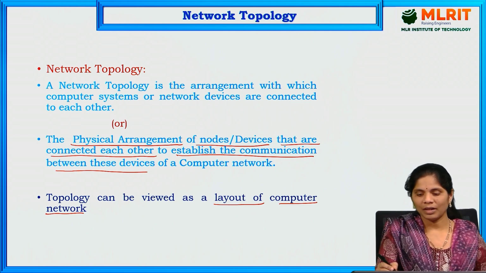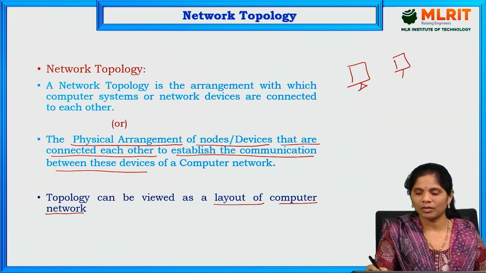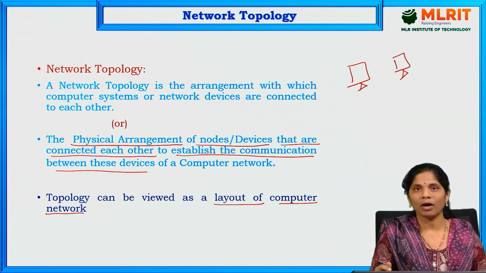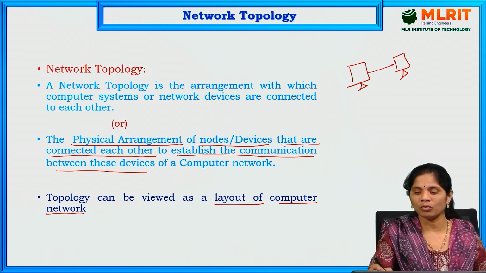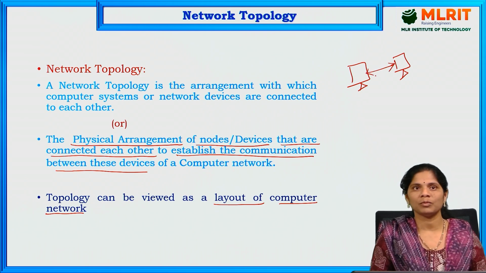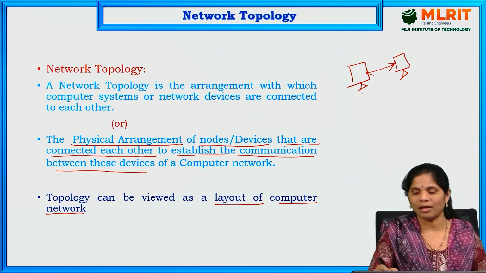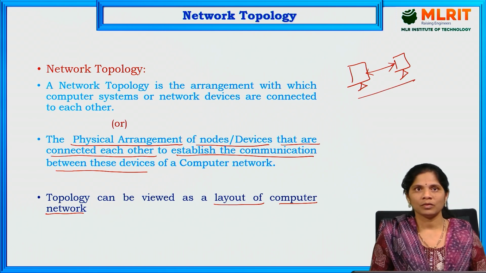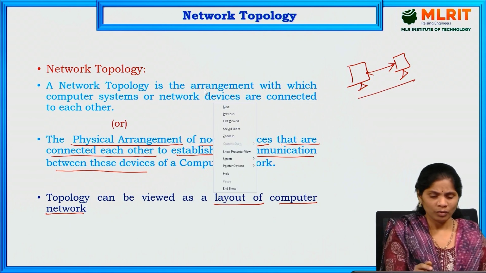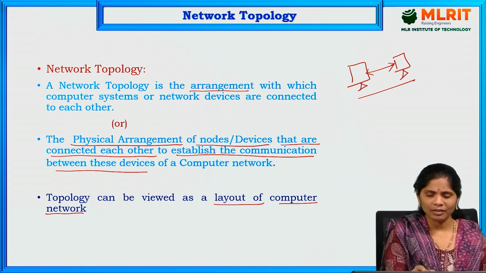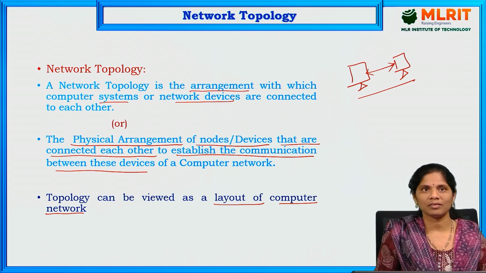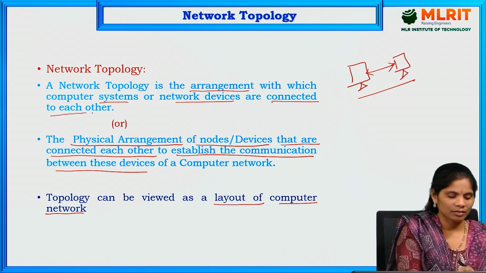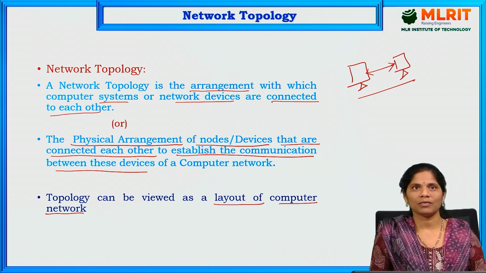Suppose we take 2 devices. How are we going to arrange these 2 devices? After arranging these devices, how you are going to establish the communication between these devices is called network topology. So, it is also defined as the arrangement of the devices or systems, where these devices or systems are connected to each other. It is called network topology.